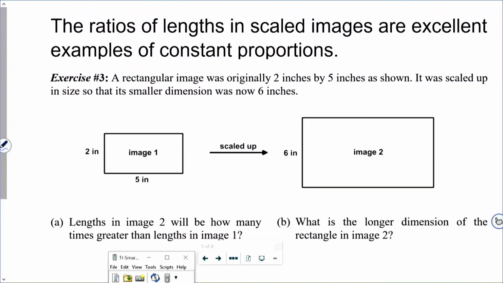Exercise number 3. A rectangular image was originally 2 inches by 5 inches as shown. It was scaled up in size so that its smaller dimension was now 6 inches. Letter A: Lengths in image 2 will be how many times greater than lengths in image 1?